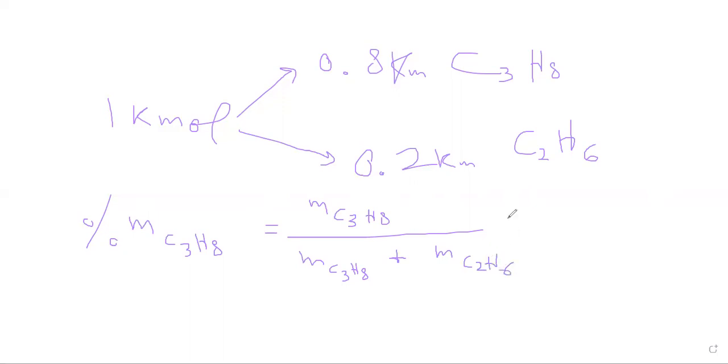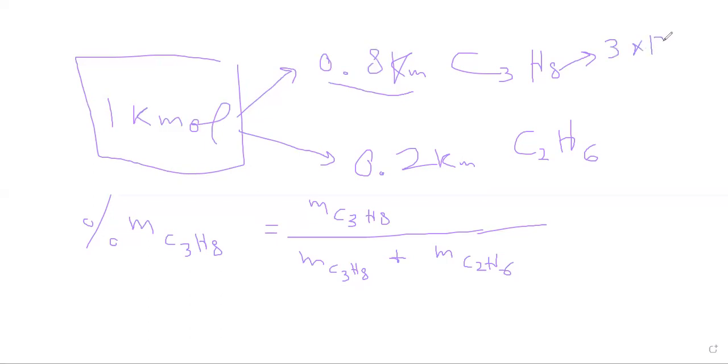And now let us find the mass of C3H8 present in this 1 kilomole. If I tell you that you have 0.8 kilomole of C3H8, and you know the molar mass of C3H8, we already know that the molar mass is 3 times 12 plus 8. So this is in kilogram per kilomole. Since I have only 0.8 kilomole, I should multiply the molar mass by 0.8.